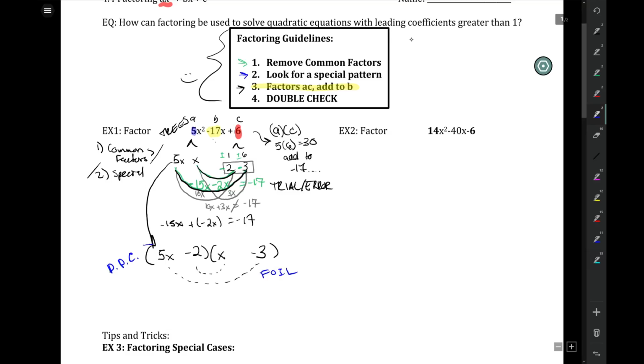Okay, again, the more you do, the better you will become. The next case, we are going to use a little more tools. So example 2, 1, it looks scary. Oh no, because of all these big numbers. Remove common factors.